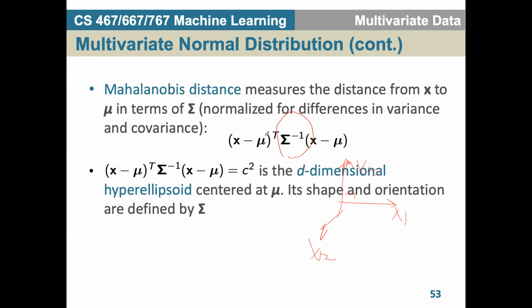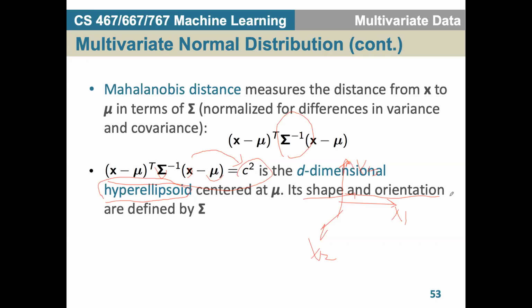And if you put a constant here, then for all the x points, given the sigma and the mu, those x points that give you exactly the distance c squared, this will give you an ellipse. In high-dimensional space, we call it an ellipsoid in 3-dimensional space, and in high dimension, we call it a hyperellipsoid.